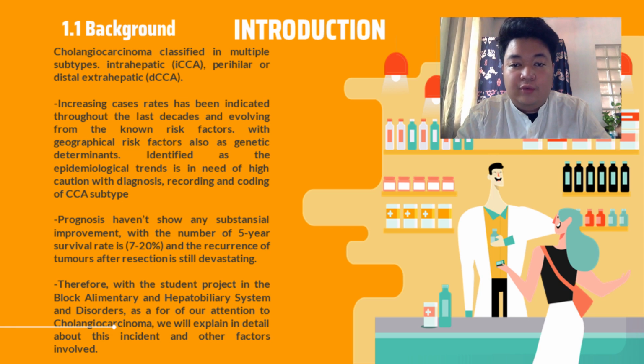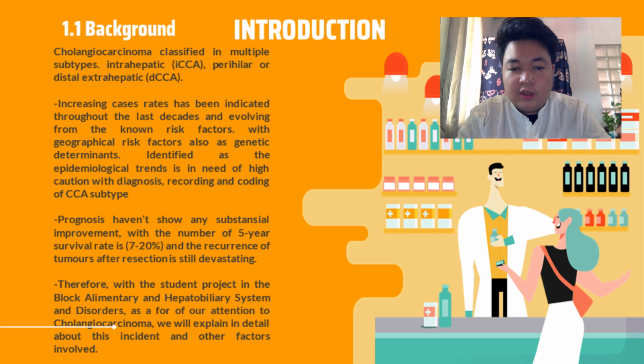Okay, my name is Hara Prabhu Dinasakti with the number 253 and I will explain about the background of this topic. Cholangiocarcinoma is classified into multiple subtypes: intrahepatic, perihilar, or distal extrahepatic. Increasing rates have been indicated throughout the last decades, evolving from the known risk factors, with geographical risk factors as well as genetic determinants. The identified epidemiological trends need high caution with diagnosis, recording, and coding of CCA subtypes. Prognosis has not shown any substantial improvement, with a 5-year survival rate of 7 to 20%.